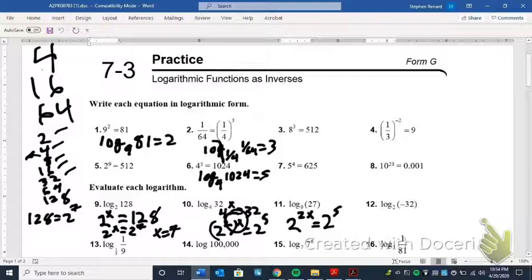So here again, same base, they're equal to each other, which means the exponents have to be equal. So we have 2x equals 5. Divide both sides by 2. And we either get x equals 5 over 2 or 2.5. Either one's fine.